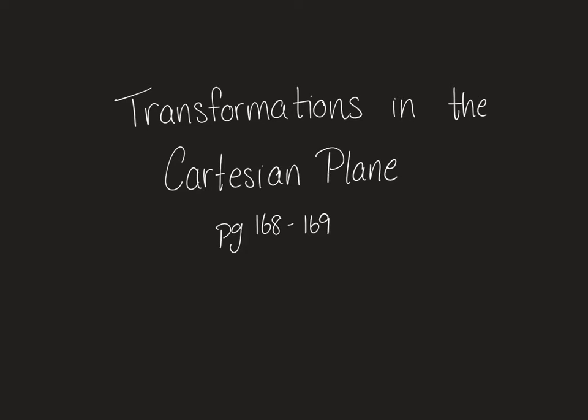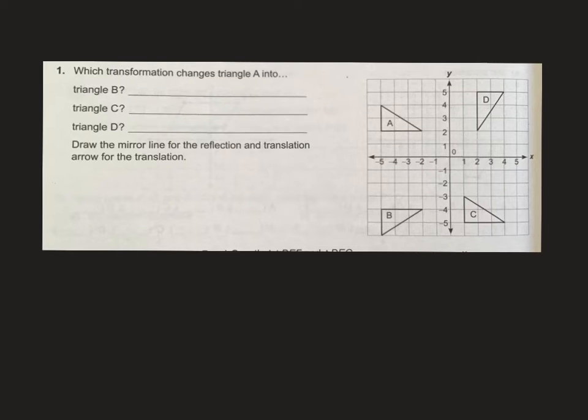Today's lesson is on transformations in the Cartesian plane, and this will be the last lesson that we do for this unit. Question 1 asks you which transformation changes triangle A into, and then you have to find the other three triangles. So what takes it from triangle A to triangle B, to triangle C, and to triangle D?